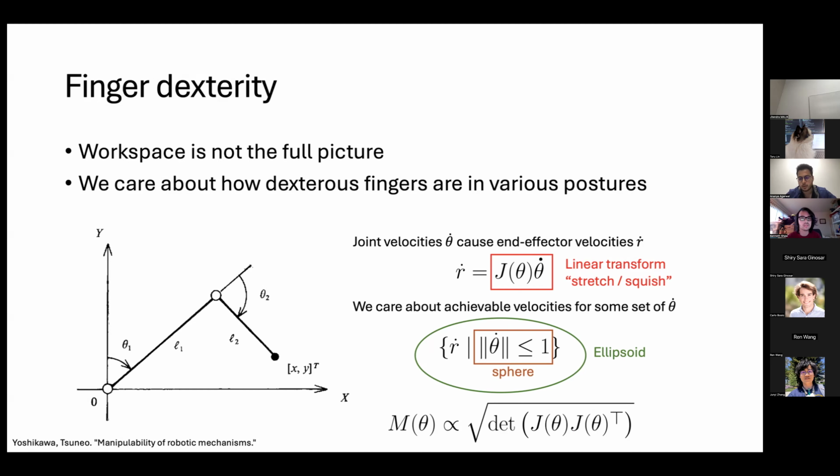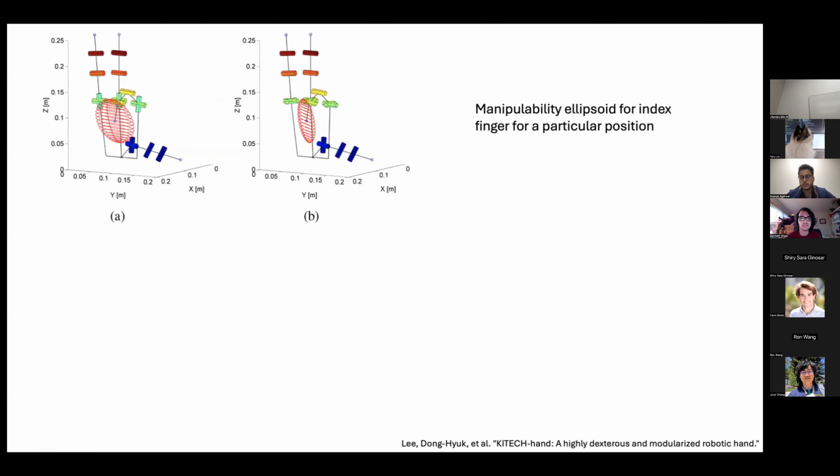And these ellipsoids are called manipulability ellipsoids. So you can plot manipulability ellipsoids for fingers in different positions. And this is a very useful way to debug what is going on in your hand design. So for example, these are two different hand designs, and they differ by how the MCP joints are oriented. And we'll talk more about this later on in the presentation. But you can see how this impacts manipulability for the index finger in these particular locations.